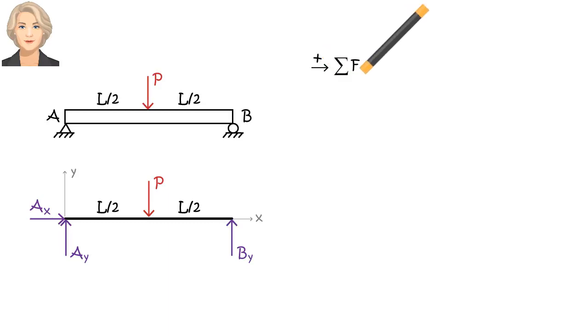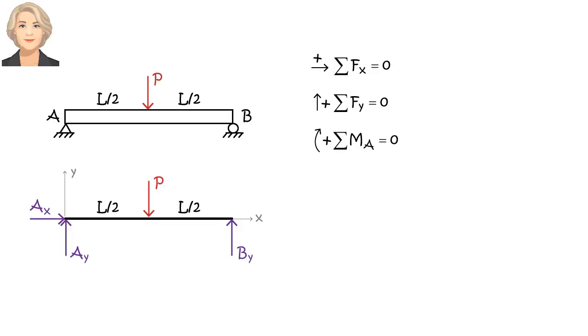1. Sum of the forces in X direction must be 0. 2. Sum of the forces in Y direction must be 0. 3. Sum of the moments about Z axis at any point, say at point A, must be 0.